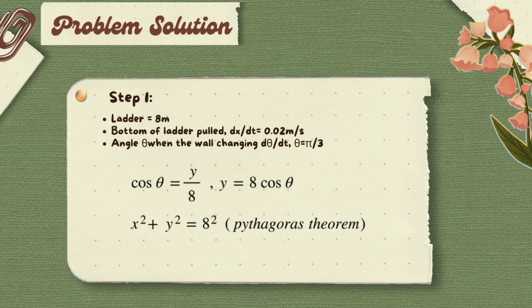Step 1, we need to write down the information. So we have the ladder equal to 8 meter, and then the bottom of the ladder is being pulled, which we know as dx over dt equal to 0.02 meter per second, and then we have the angle theta between the wall, which we know as d theta over dt, when theta equal to pi over 3.